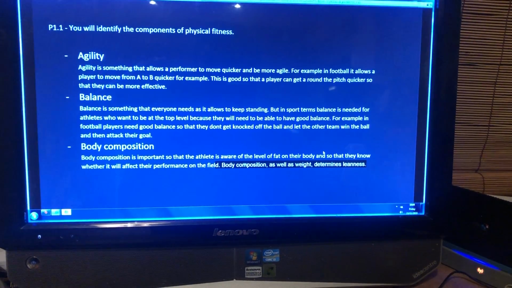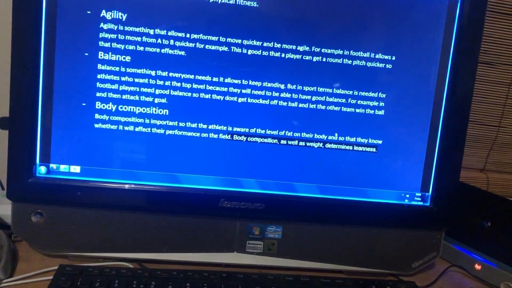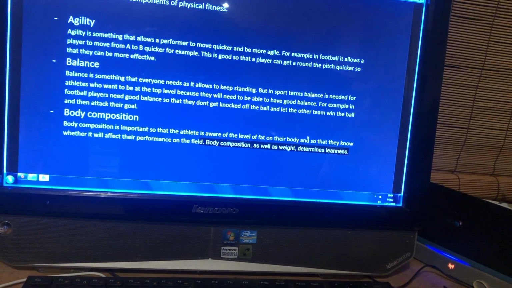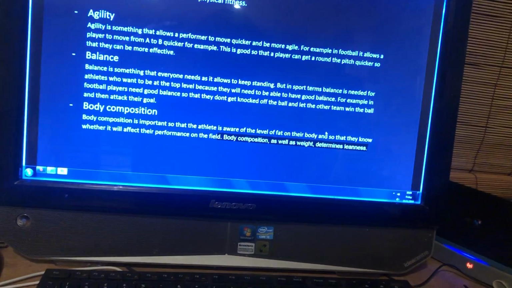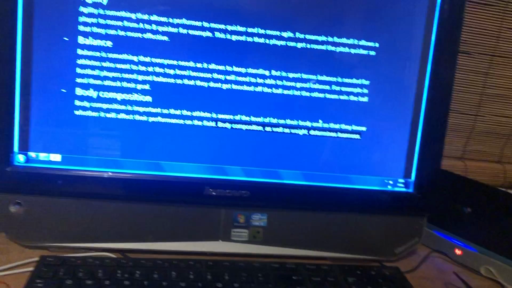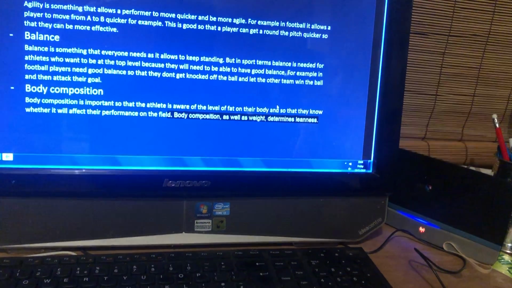Agility is something that allows a performer to move quicker and to be more agile. For example, in football, it allows a player to move from A to B quicker. This is good so that the player can get around the pitch quicker so that they can be more effective.